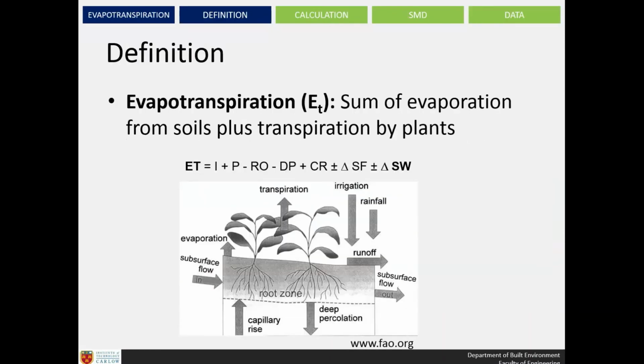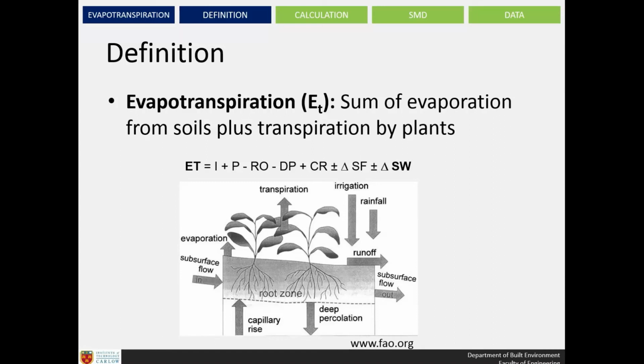Just to finish up, I'll briefly go over some evapotranspiration principles and data. Again, Clara will be going into more detail after, so I won't go into too much detail. But basically, evapotranspiration is the sum of evaporation from soils plus transpiration from plants.